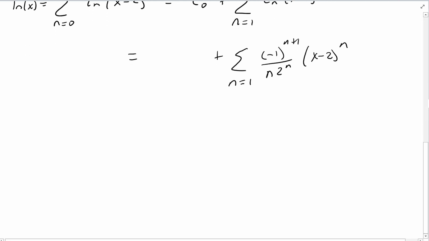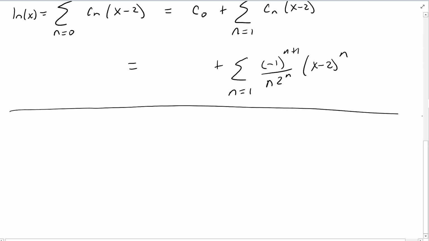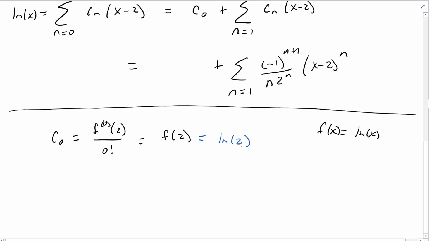So that's what I have. The only thing I don't have is c sub 0. And so we look and say, well, what is c sub 0? Well, that is the 0th derivative at 2 divided by 0 factorial, which basically means this is f of 2. Now remember, our function was natural log of x. So f of 2 is equal to natural log of 2. And so I find that c sub 0 is that value, which means this is natural log of 2 right there.